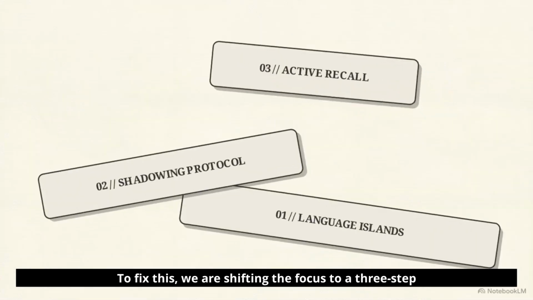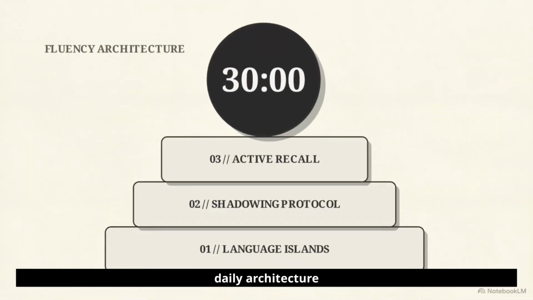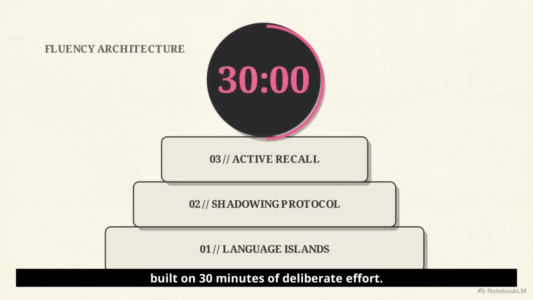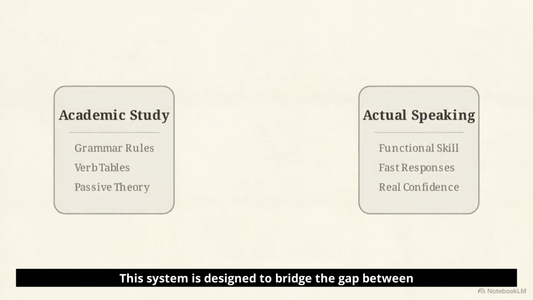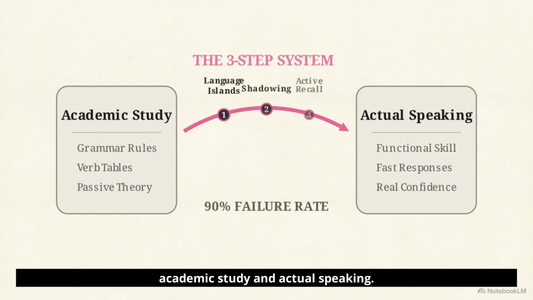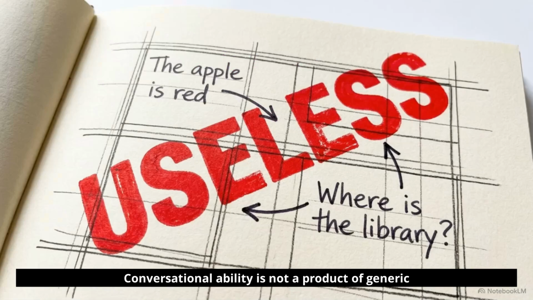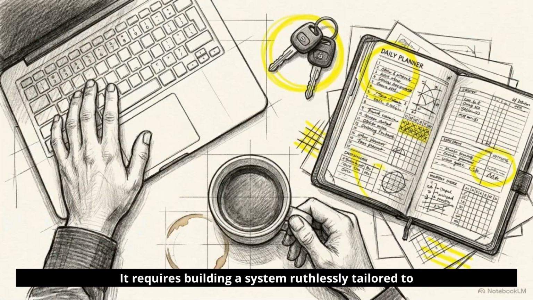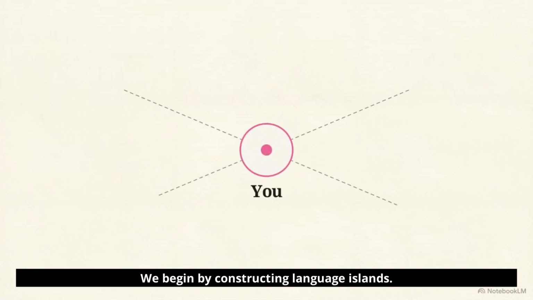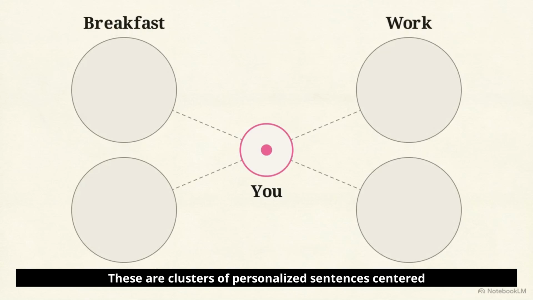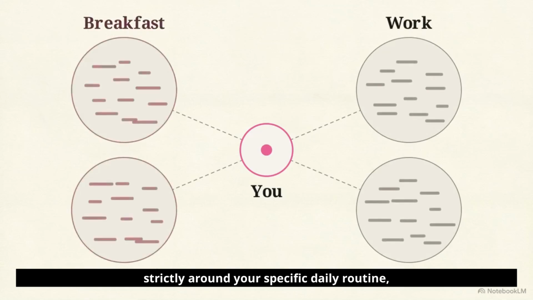To fix this, we are shifting the focus to a 3-step daily architecture built on 30 minutes of deliberate effort. This system is designed to bridge the gap between academic study and actual speaking. Conversational ability is not a product of generic textbook phrases. It requires building a system ruthlessly tailored to your actual life. We begin by constructing language islands. These are clusters of personalized sentences centered strictly around your specific daily routine, your job, and your interests.